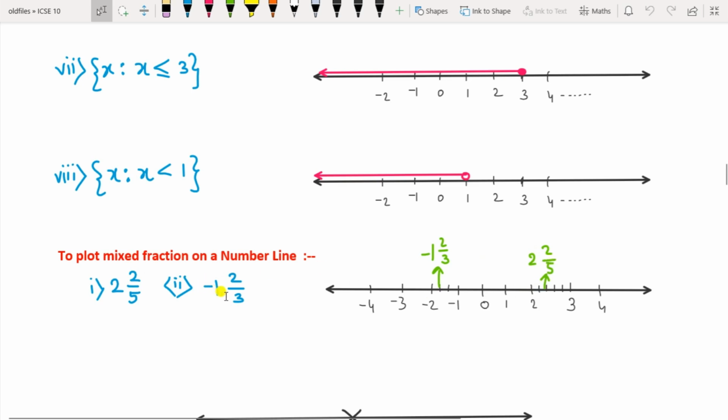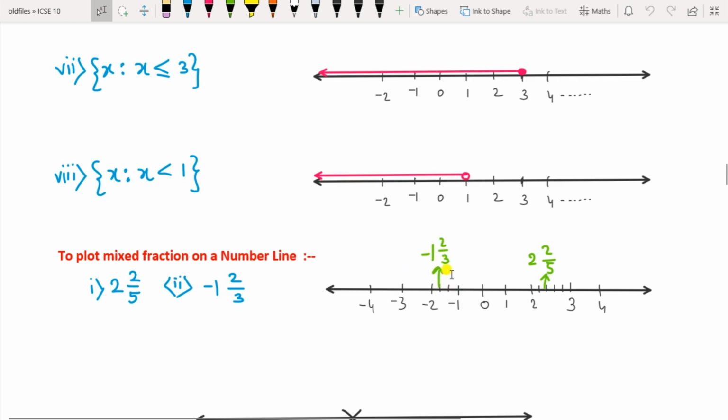Similarly, on the negative side, this is minus 1 whole 2 by 3. So this number will be marked between minus 1 and minus 2. And you have to see the fraction now. The denominator is 3 here. So make 3 parts between minus 1 and minus 2. So this is 1, 2 and 3. And in that you have to count the numerator number, that is the 2 here. So it will be the second part, 1, 2. This will be your minus 1 whole 2 by 3.